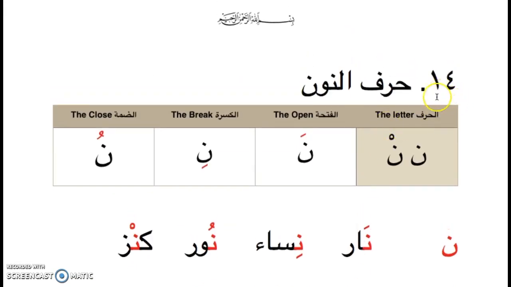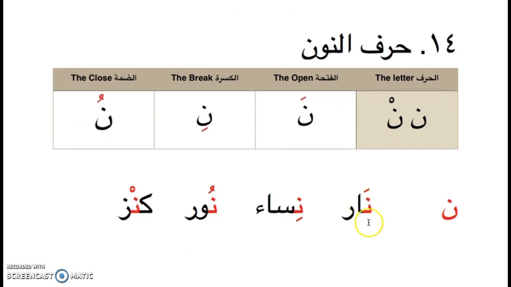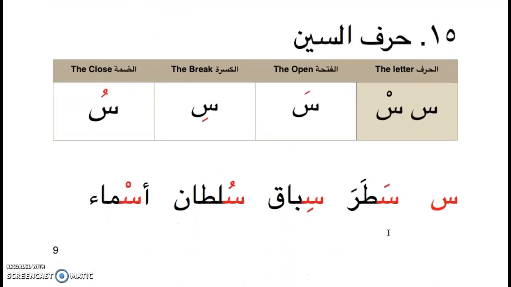14, harf an-noon. Na, ni, nu. Nar, nisa, nur, kanz. Nar is fire. Nisa is women. Nur is light. Kanz is treasure. Moving to seen.